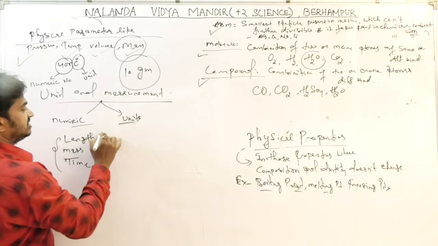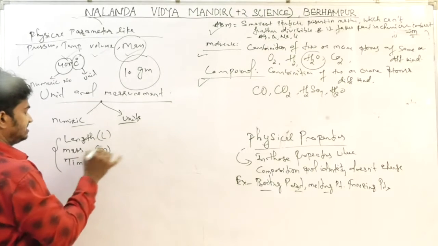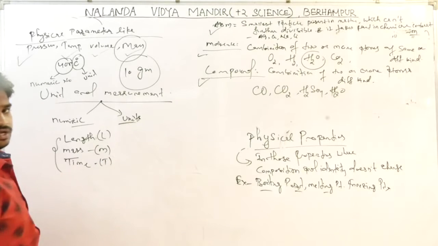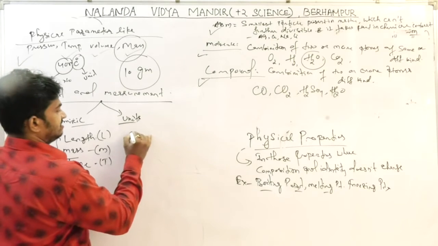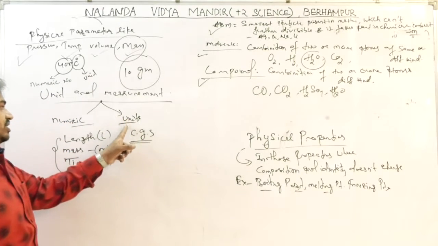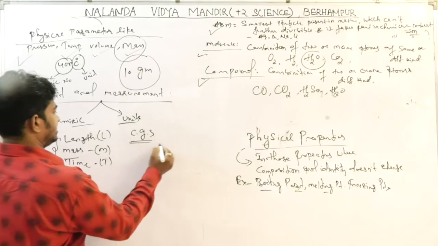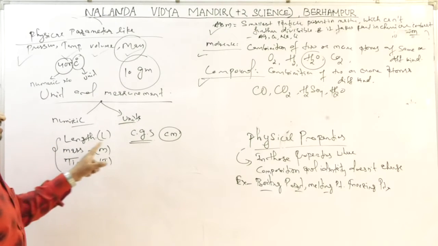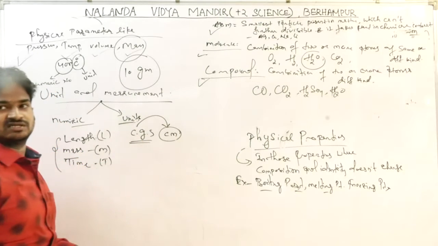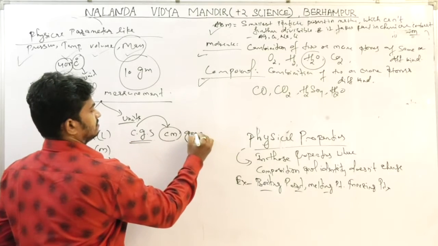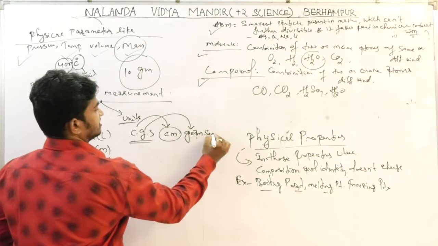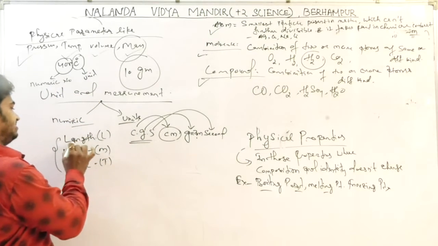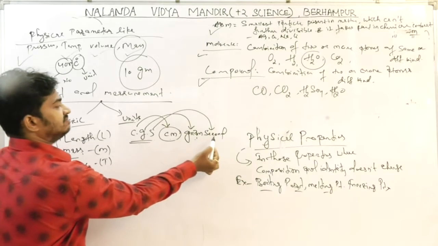Length is symbolically represented as L, mass is symbolically represented as M, and time is t. Time is t. Now, in the CGS system, the units of these three are: C for centimeter, which is for length, G for gram, and S for second. In the CGS system, the units of length, mass, and time are centimeter, gram, second.